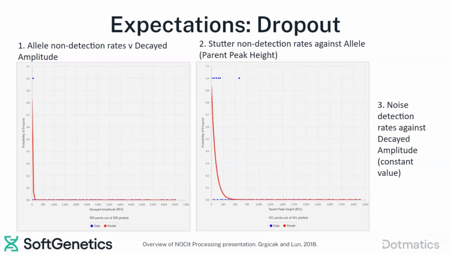So there's a higher probability that a peak will drop out if the decayed amplitude is small. You can also see the probability that a stutter peak will drop out based on the height of the parent peak. So the probability is higher when the parent peak height is low. And the noise detection rates against decayed amplitude are a constant value since the noise is more random.